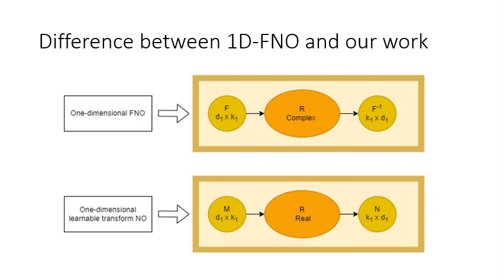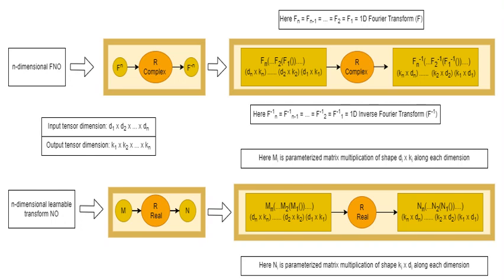What are the differences between 1D FNOs and our work? We replace F with a linear transform M and F inverse with another linear transform N. Since Fourier transforms map the signal in complex space, the tensor R is complex in nature, whereas in our case, the tensor R is linear real in nature. Additionally, M and N aren't inverse operations of one another, unlike in FNOs or WNOs.